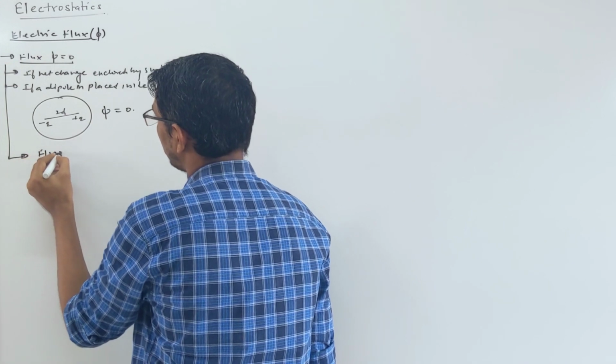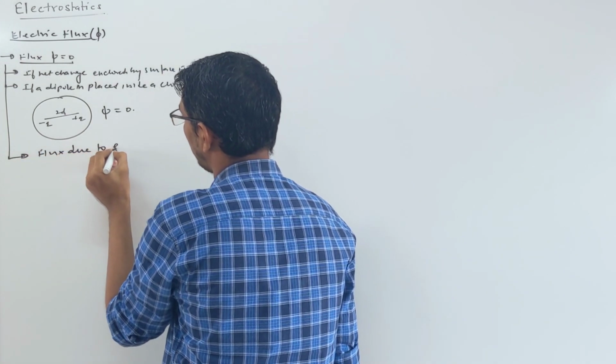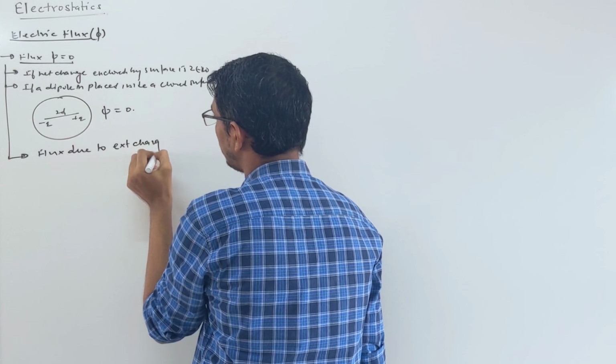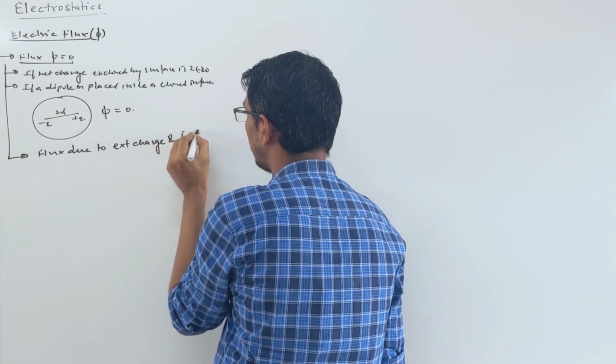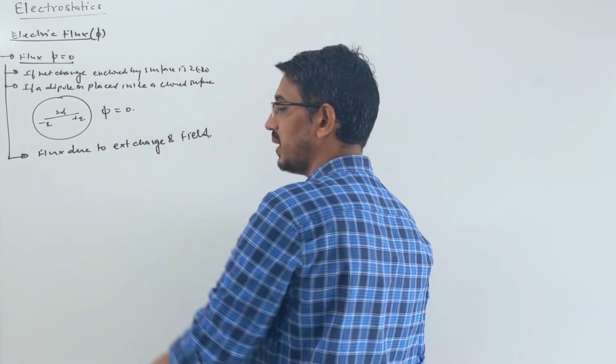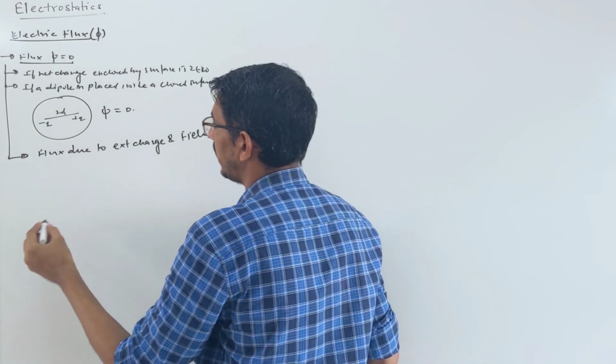Okay. Flux due to what? External charge and what? Field. Once more I give an example of this. Already I gave an example. Once more, look here.